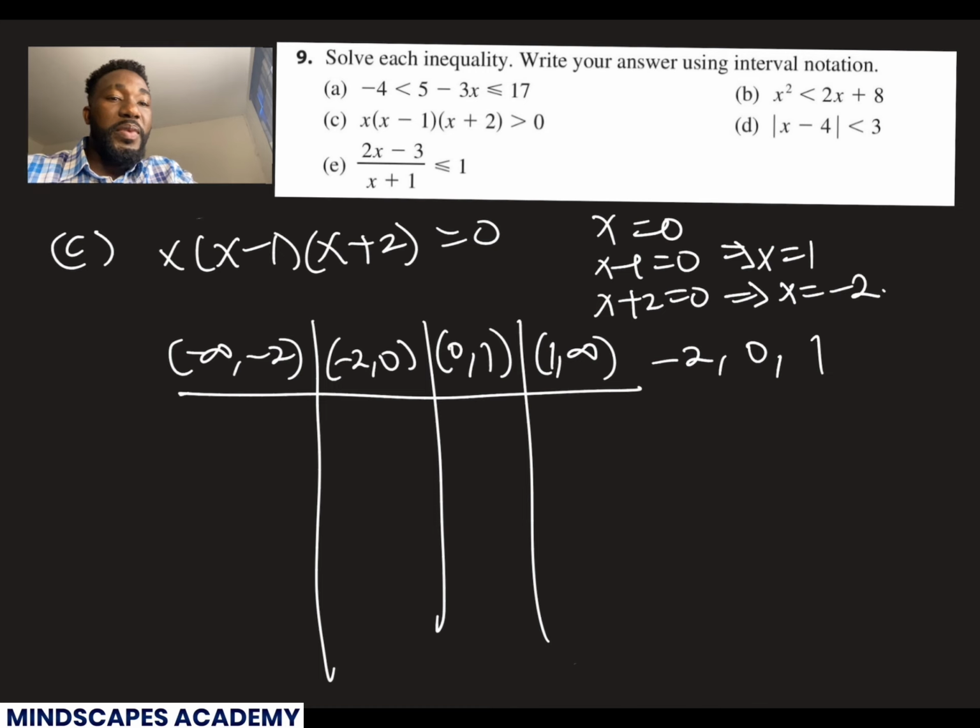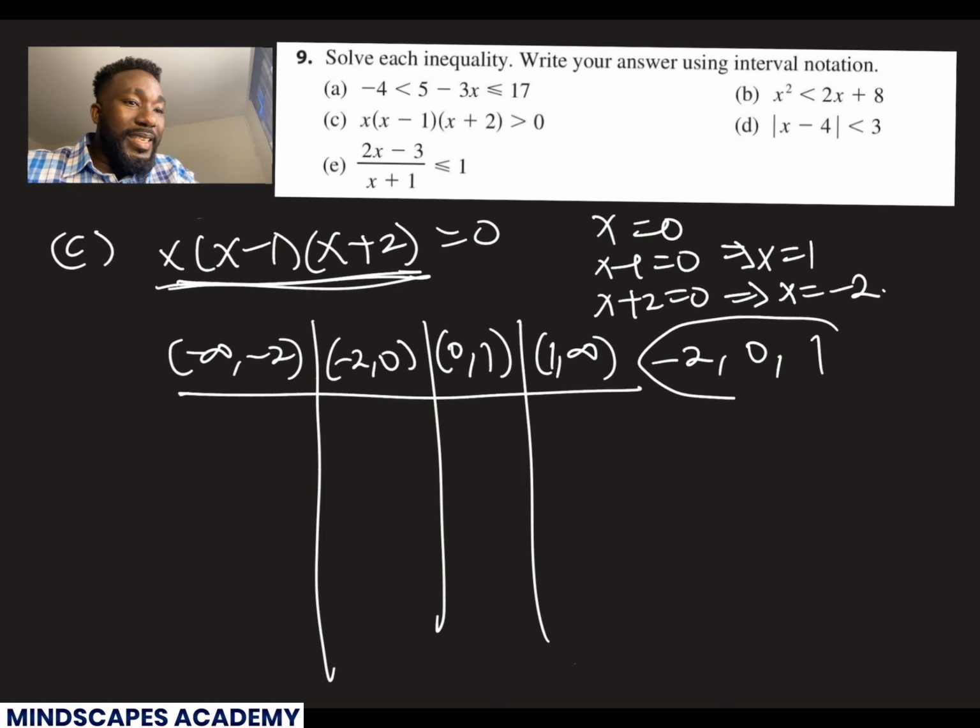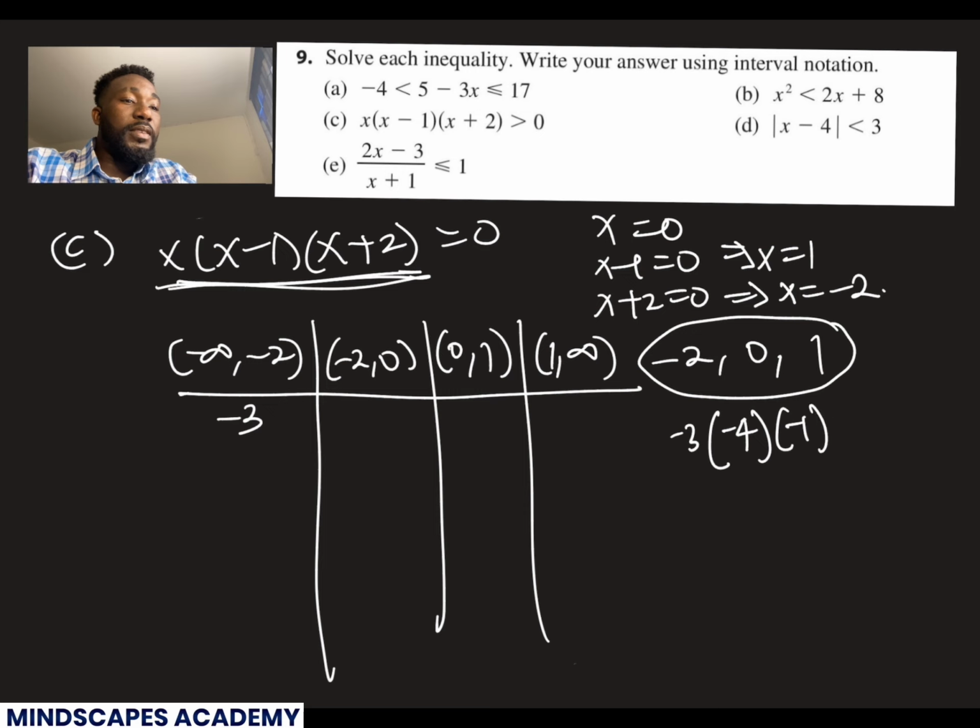All you need is to pick a number and plug it in here to see whether it will be greater than or less than 0. But we know what is happening at -2, 0, and 1: the expression will be equal to 0, but we're not interested in that because we need the expression to be greater than 0. So here, let me pick -3. If I plug in -3, that is -3 into -3 minus 1, which is -4, into -3 plus 2, which is -1. If I multiply 3 negatives, I get negative. So this is negative, that is less than 0.